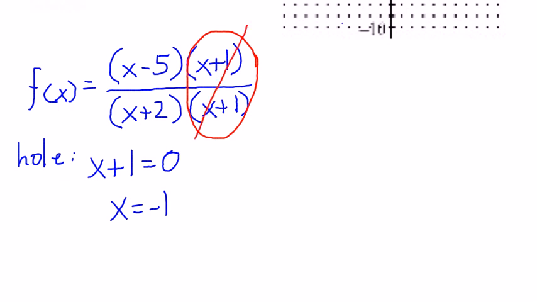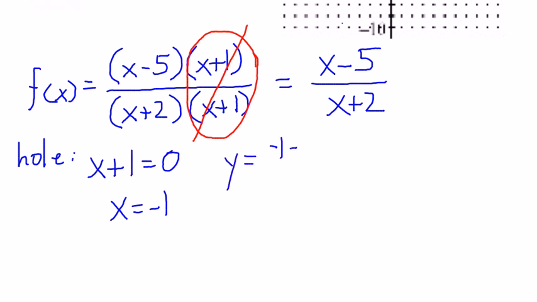So you divide out the common factors, and you rewrite your simplified version, x minus 5 over x plus 2. So you take the x value that you just found and plug it into the simplified version, and that's y. So negative 1 minus 5 over negative 1 plus 2 gives you negative 6. So that means that our hole is at negative 1, negative 6.